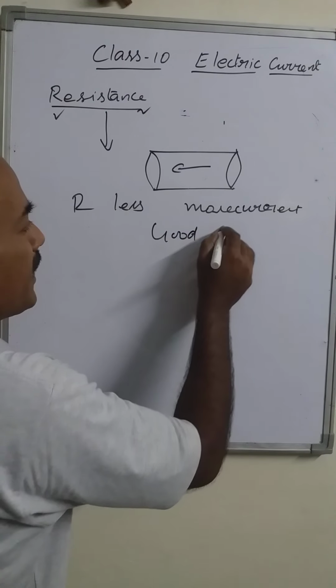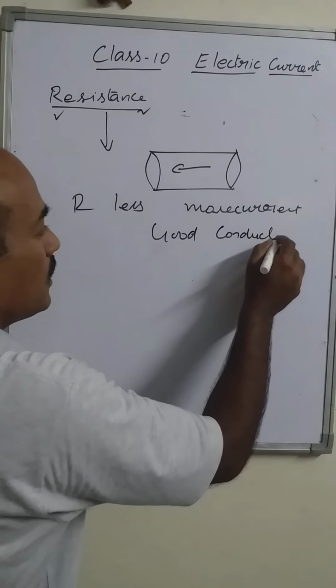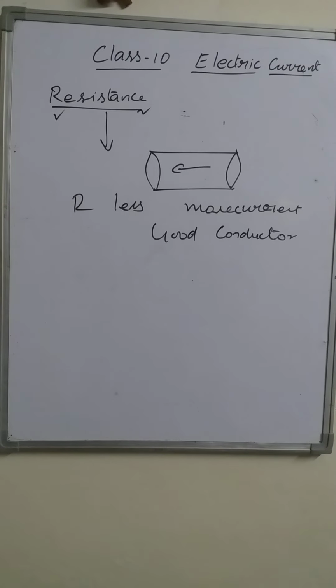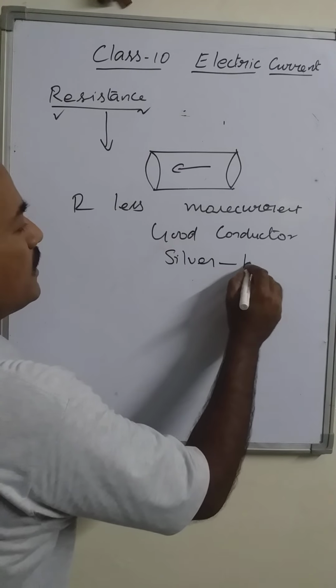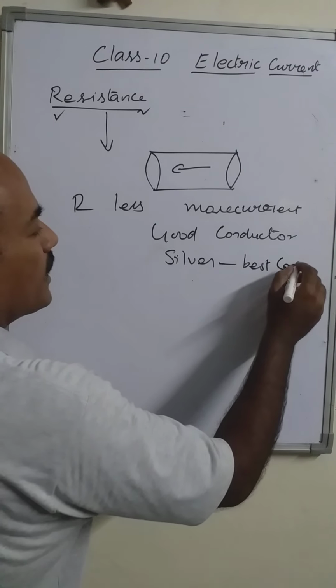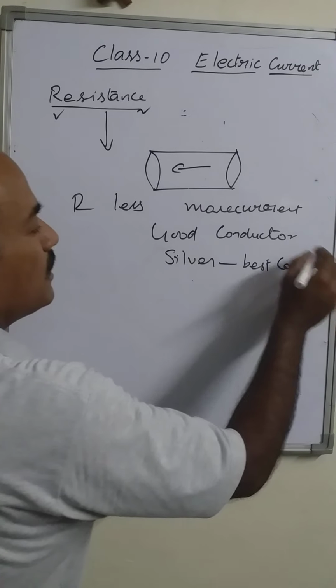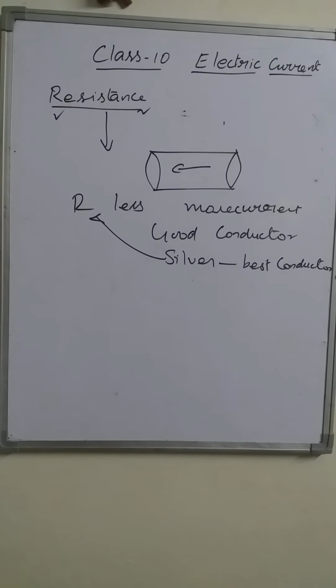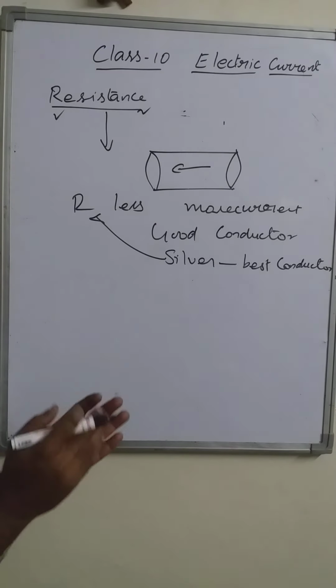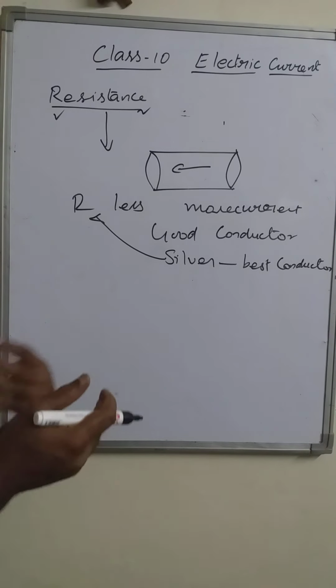It is a good conductor. Mostly the metals are the good conductors of electricity. Among all the metals, silver is the best conductor of electric current or electricity. So that means in silver the resistance is least. And then copper, then aluminum, then gold.